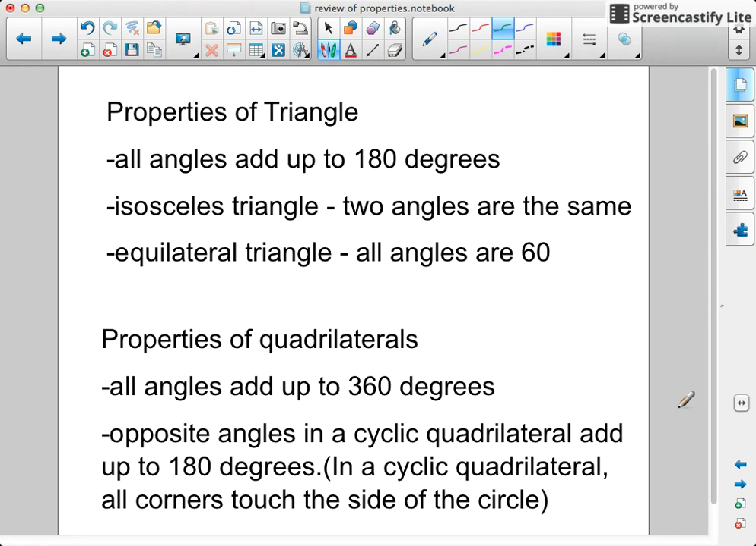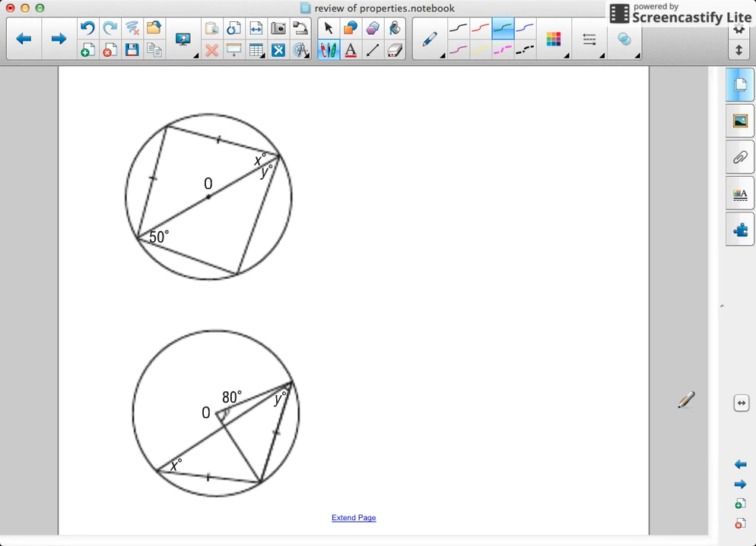Properties of a quadrilateral, all angles add up to 360 degrees. This is a new one. Opposite angles in a cyclic quadrilateral add up to 180 degrees. In a cyclic quadrilateral, all corners touch the side of the circle. So let's do an example of that. This right here is a cyclic quadrilateral because all corners touch the outside of the circle.